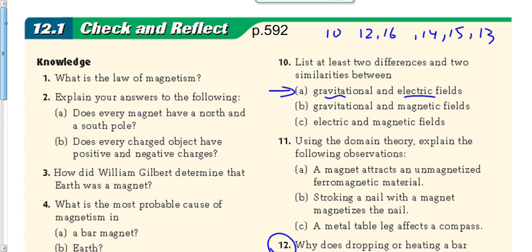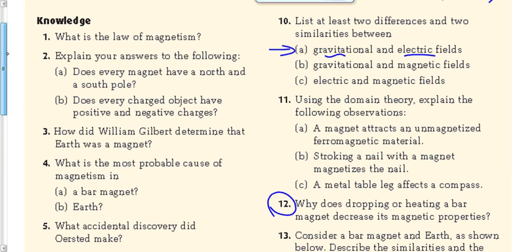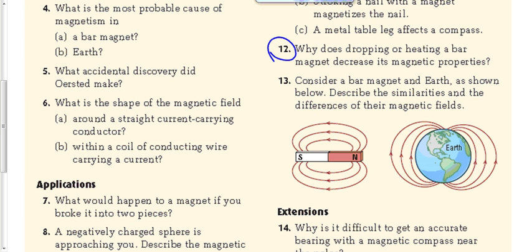Next question, number 13. Consider a bar magnet and Earth as shown below. Describe the similarities and the differences of their magnetic fields. Well, I can think of one really big similarity, and I can think of one really big difference. Okay, the similarity that I'm thinking of relates to the shape. Doesn't it look almost the same?